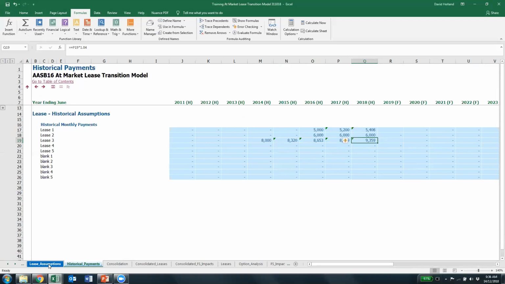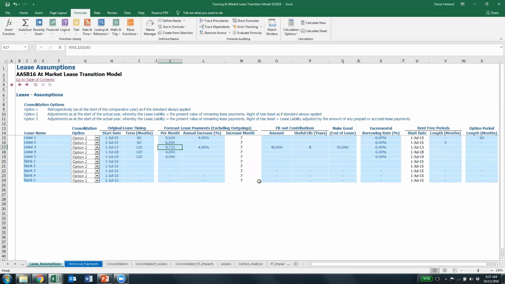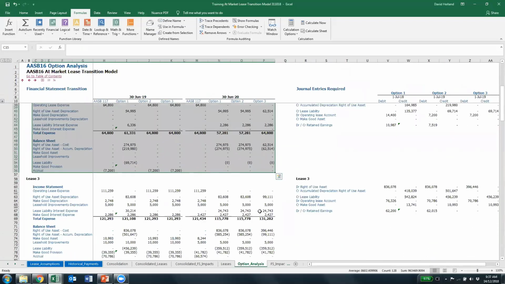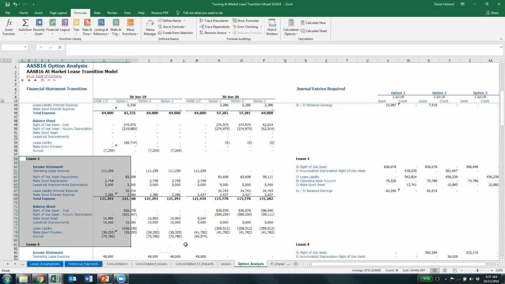And then the 9,359 also increased because it increased in that July month. So therefore, that needs to have gone up by 4% as well. And if you've input all those correctly, you should therefore have these numbers for lease 3 for your option analysis, and these numbers across here for your balance sheet at the end of the financial years.